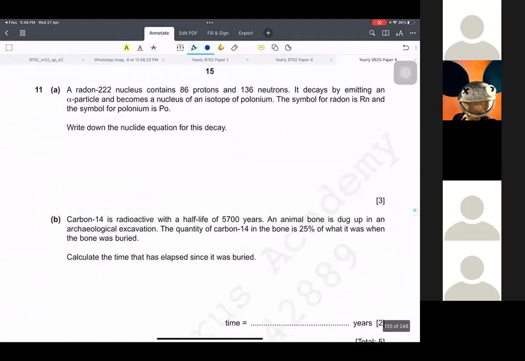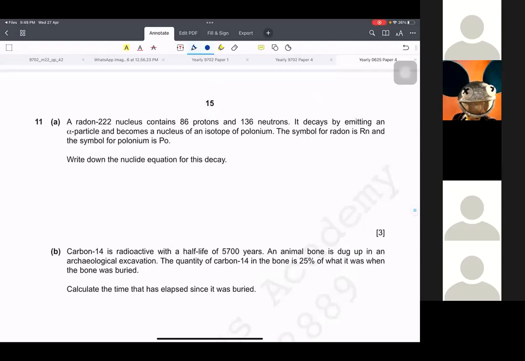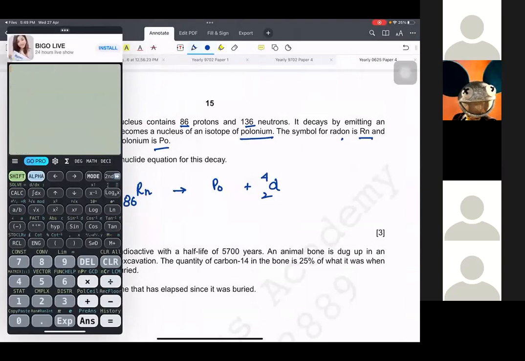And then here, radon-222: the nucleus contains 86 protons and 136 neutrons. It decays by emitting an alpha particle and becomes a nucleus of an isotope of polonium. The symbol of radon is Rn. Write down this equation. Radon goes to polonium and gives an alpha particle. Alpha is 4, 2, as you know. It has 86 protons, and it says it has 136 neutrons, so 136 plus 86 would be its total mass, 222. This means that polonium will have 218. To confirm, you can just subtract 4 from it, and 84 like this. So you got the equation, yay.